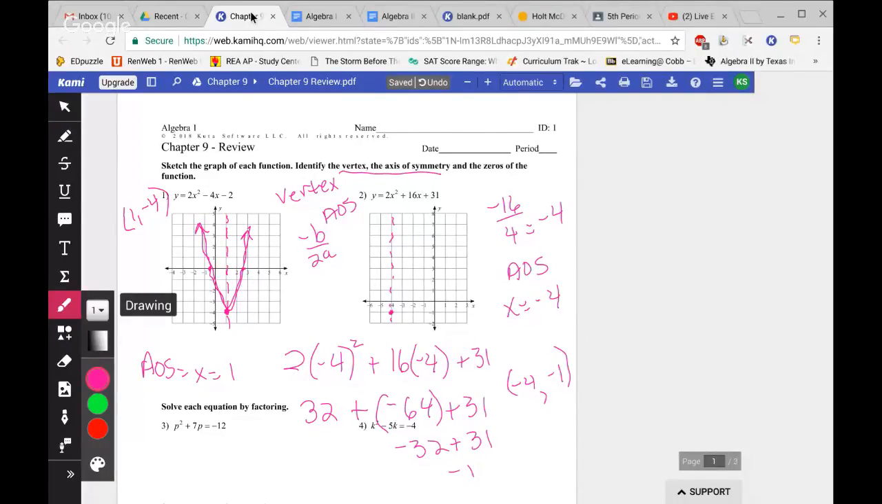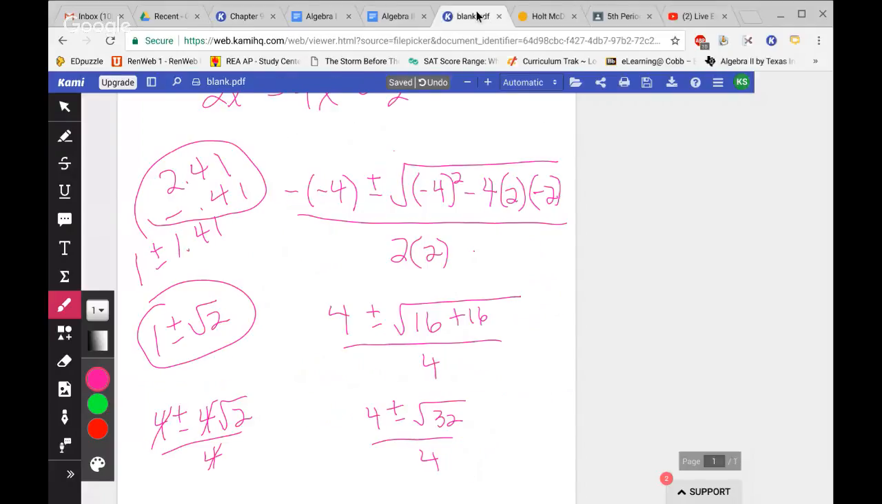Okay. All right. So we've got our vertex and our axis of symmetry. And now, once again, just a little extra practice on the quadratic formula.